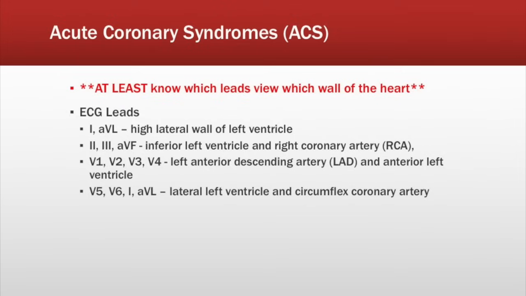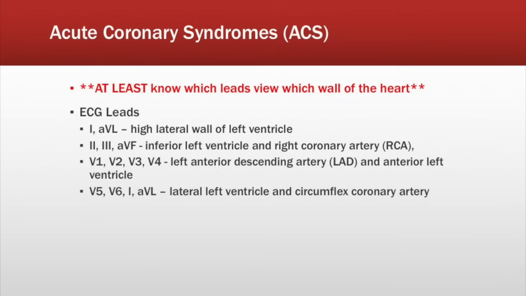V5, V6, 1, and AVL are looking at your left lateral ventricle and your circumflex coronary artery. Like I said, there's more that you can look at and study on your own, but we won't cover that in this video. Again, that's the right-sided 12-lead ECG.